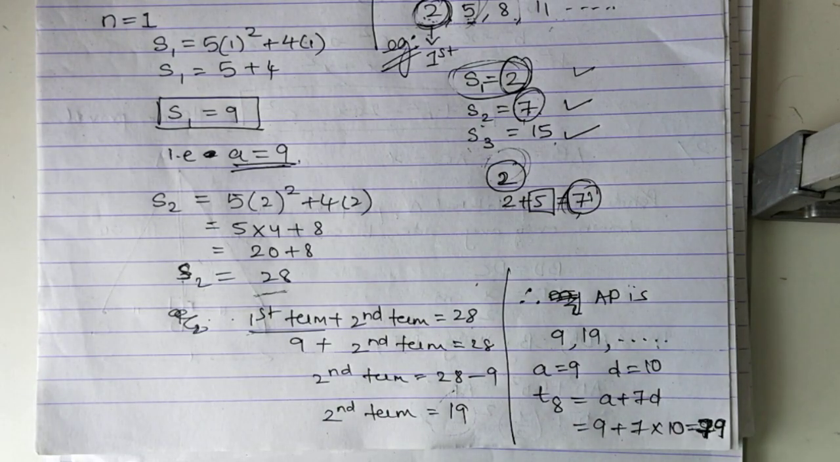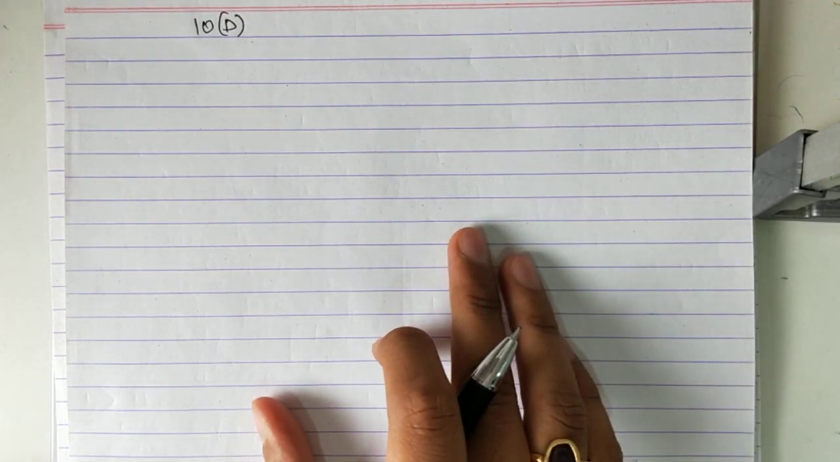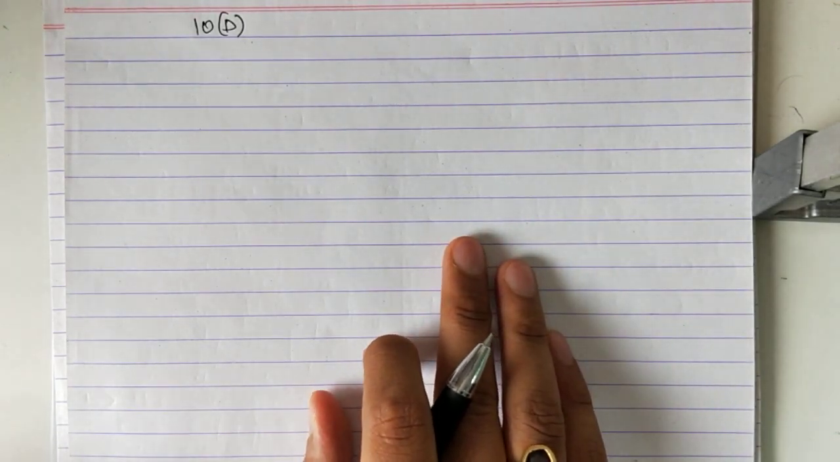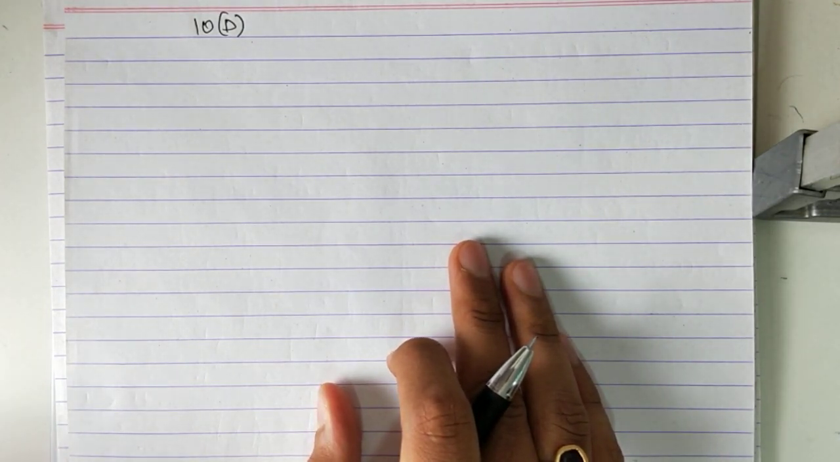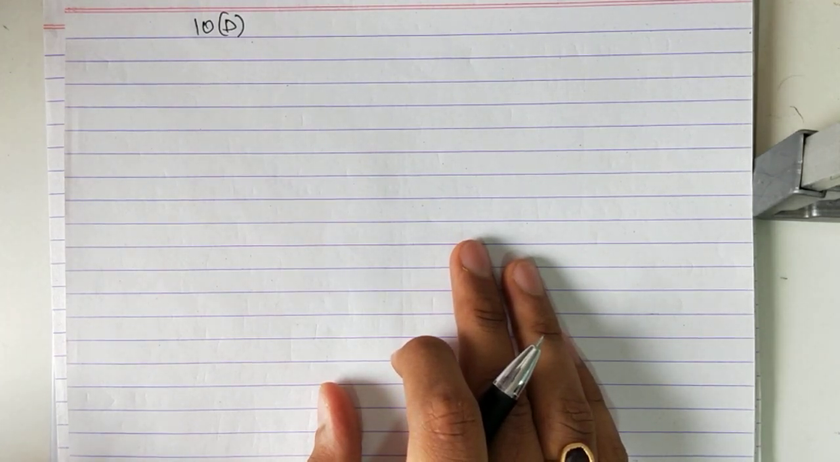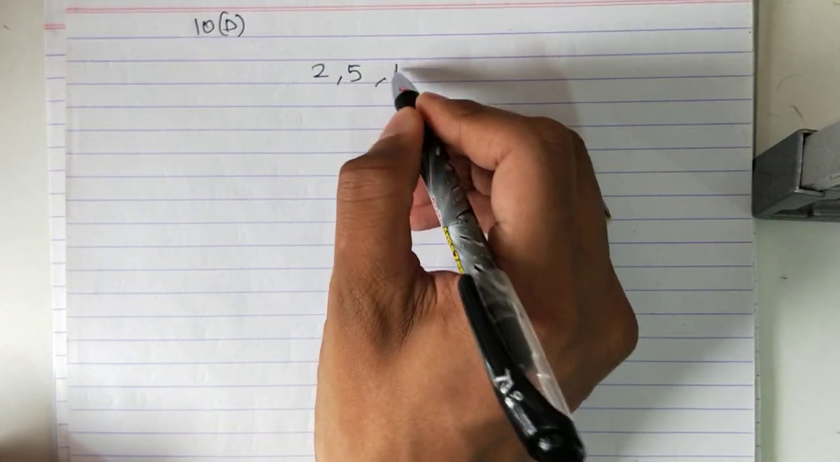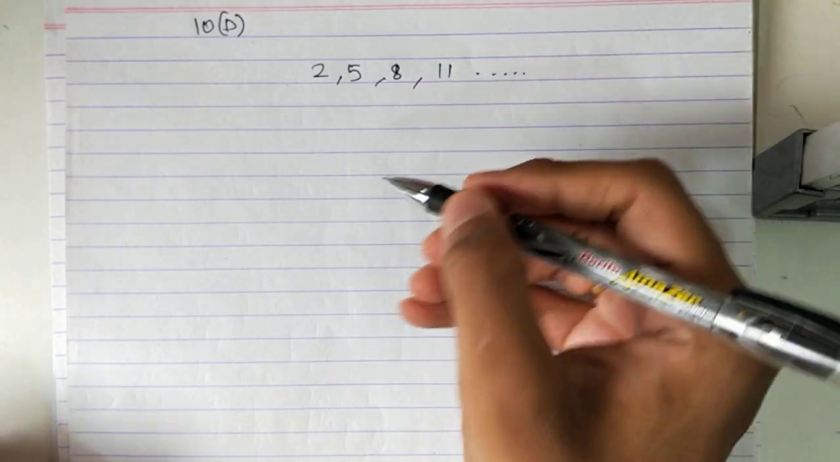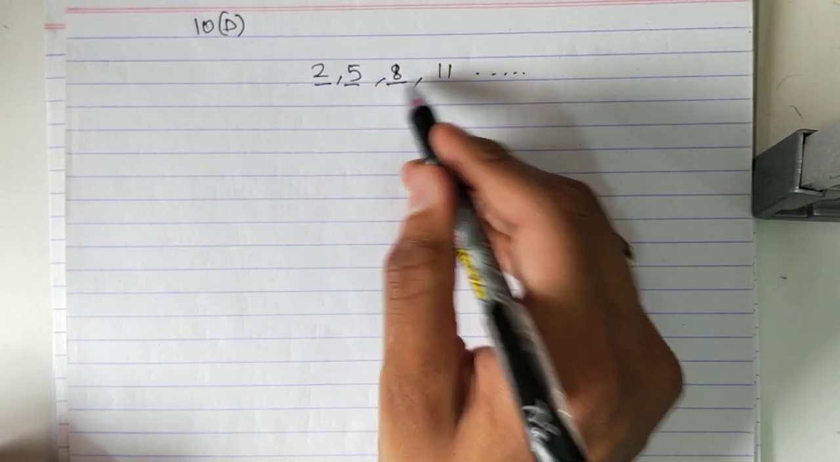Now the 10D exercise. Now let's start with exercise 10D. In this exercise we have to know two more concepts, because in this exercise they will give you consecutive terms of AP. We will be told to find the consecutive terms of AP. So see, let's say this is an AP: 2, 5, 8, 11 and so on. If this is an AP, this is the first term, second term, third term, fourth term.